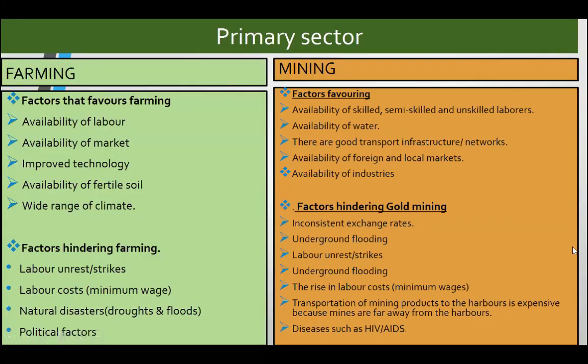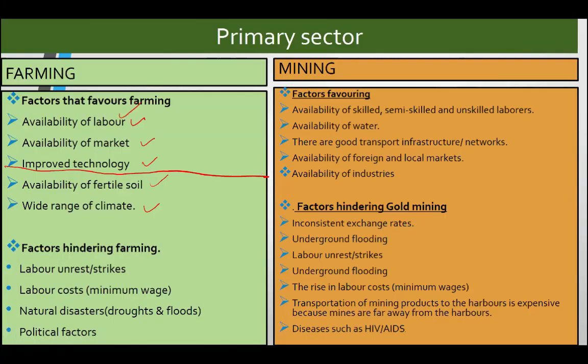Now, let's look at the primary sector. We're going to be focusing on primary, looking at farming and mining. Now, let's look at the factors that favor the primary sector. We said they are availability of labor, availability of market, improved technology, availability of fertile soil, and a wide range of climate. But if you look at all these factors, you can always apply them also to mining.